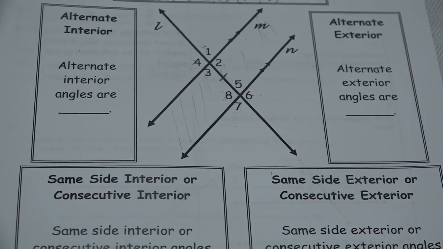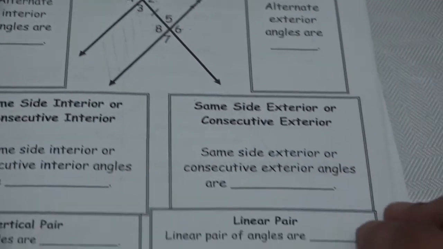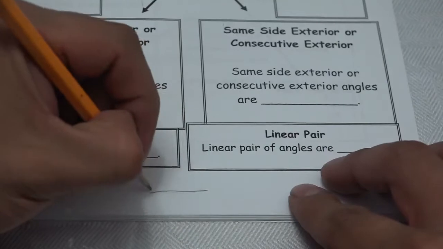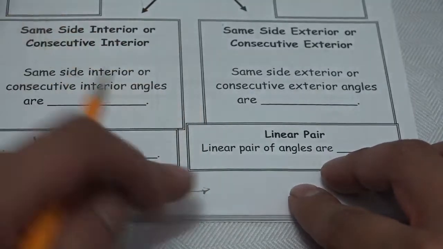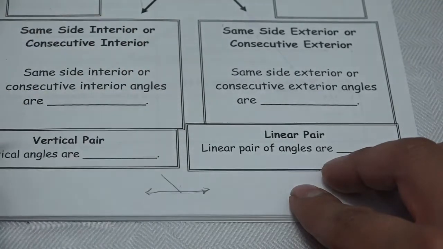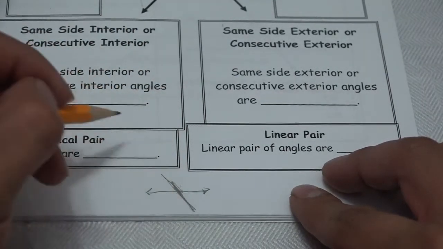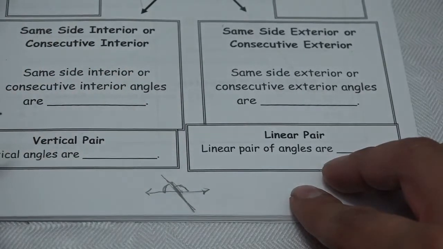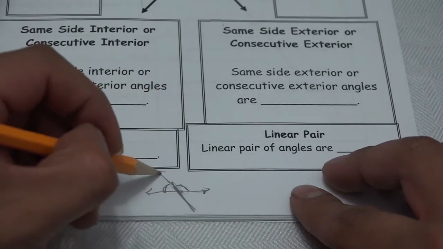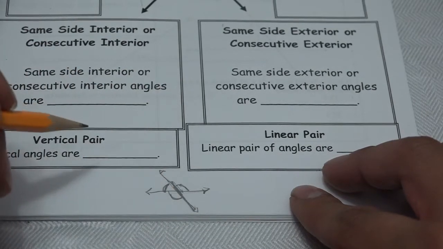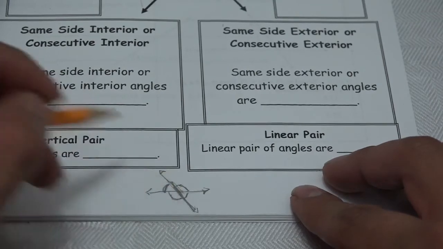And that's it. Last but not least, a linear pair. What's a linear pair? Well, if you have a straight angle that measures 180 and you decide to divide it like this or like this, it really doesn't matter, then this angle right here with this one forms a linear pair. Also, this angle right here with this one forms a linear pair. And this one with this one forms a linear pair.